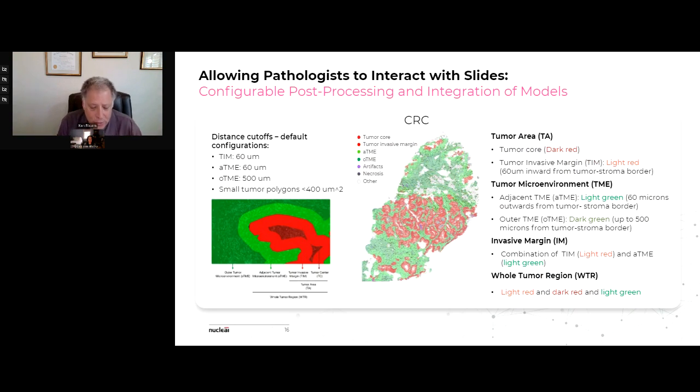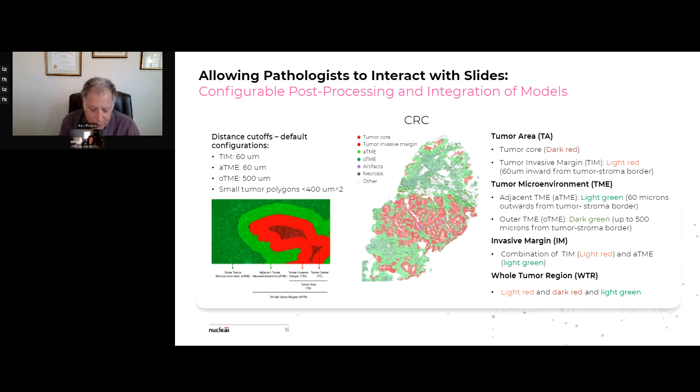One critical advancement is allowing pathologists to interact with slides and configure areas for more intuitive analysis. For example, when we see a tumor nest surrounded by stroma, we can easily deep learn those two areas and reproducibly identify them. But what if we're interested in the interaction of those two areas? We can take the tumor nest and then, in a configurable way, separate it into tumor at the edge of the nest that is of immediate interest to us, abutting the stroma, and tumor in the center of the nest, which is less interesting in terms of interaction with the stroma.